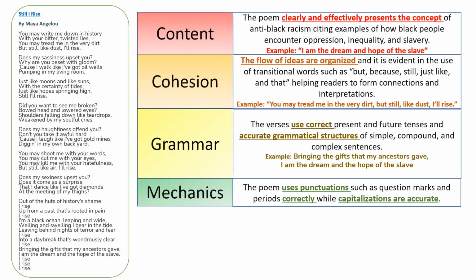Next is mechanics. The poem uses punctuation such as question marks and periods correctly, while capitalizations are accurate. As you can see in the poem, there are so many questions like, "Does my sassiness upset you? Did you want to see me broken? Does my haughtiness offend you?" So these are all questions, and they were answered in a sentence also, using period.